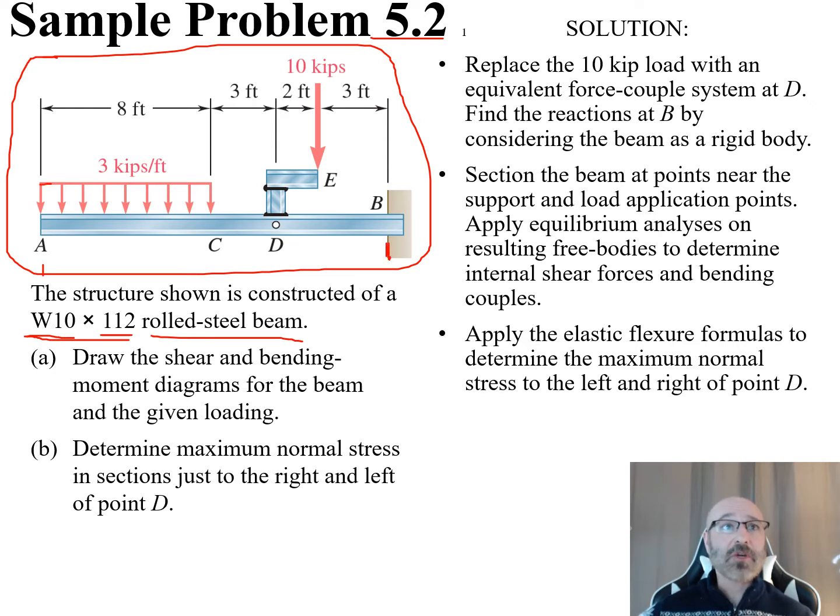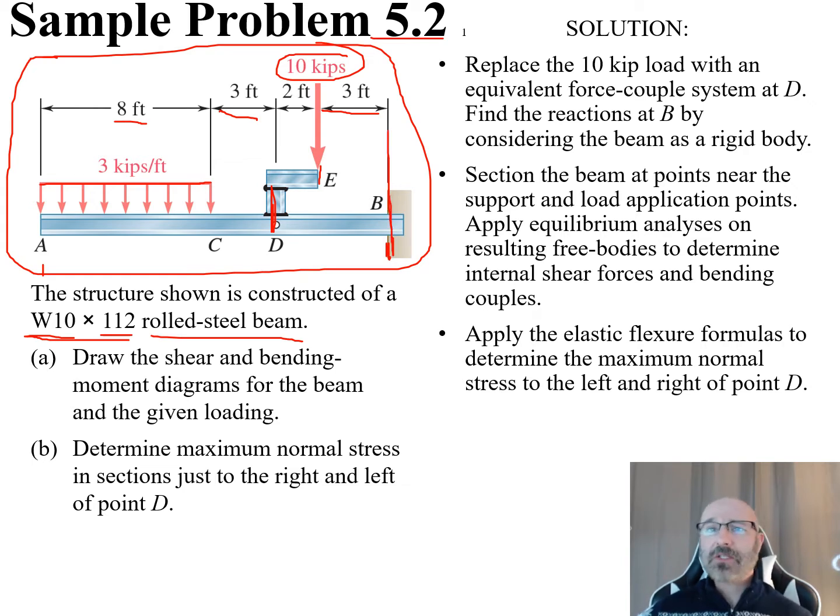You can see we've got a distributed load right here from A to C of 3 kips per foot, and it's 8 feet long. Then you can see there's a 3-foot gap between C and D, where at D we have this situation going on, where we have a load of 10 kips applied at E, where E is 2 feet long and goes over this beam right here at D. Then 3 feet away from the end of E, we have our B, which is our fixed support. So there's a lot going on within this here.